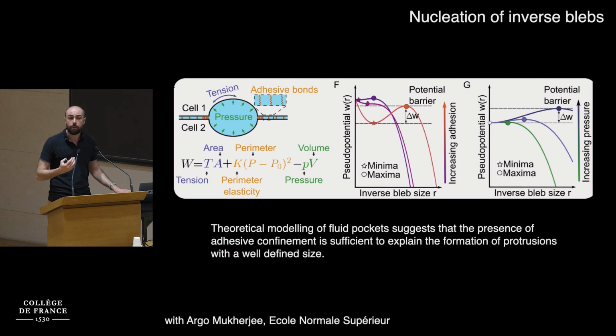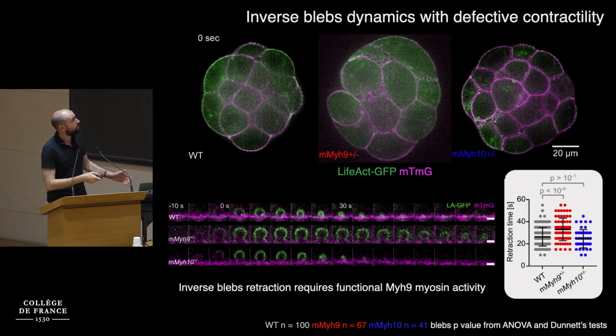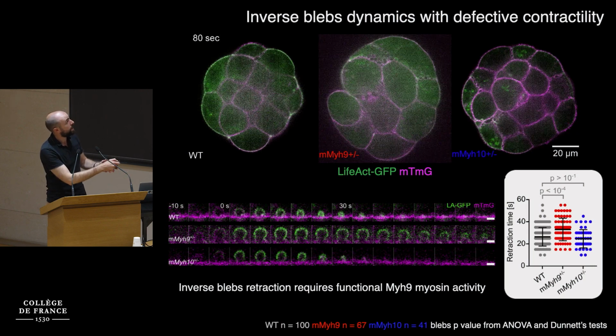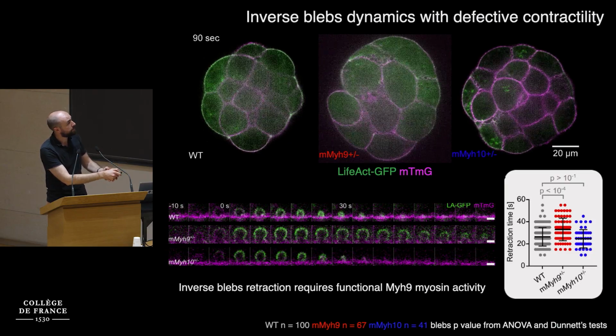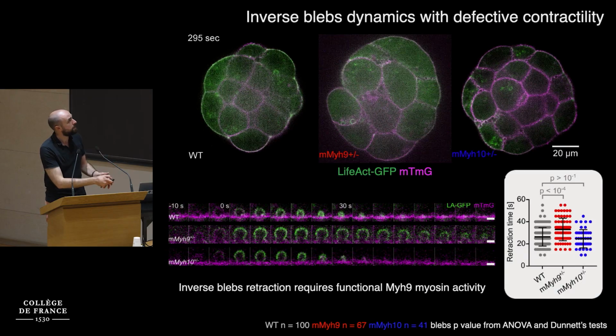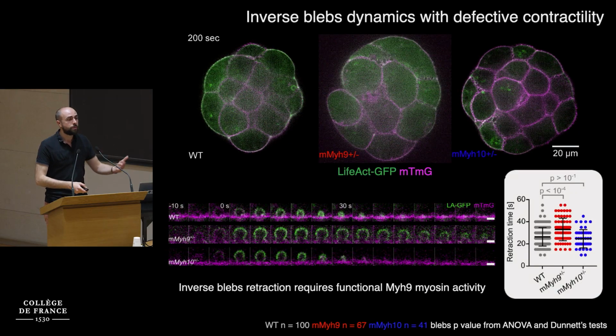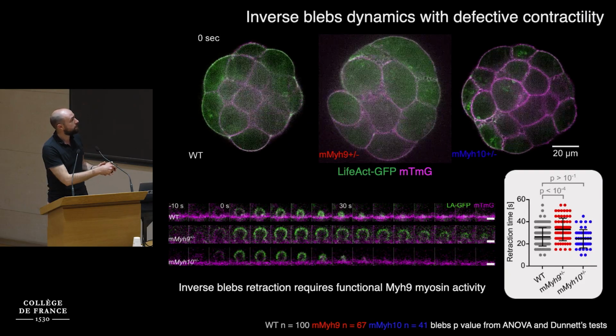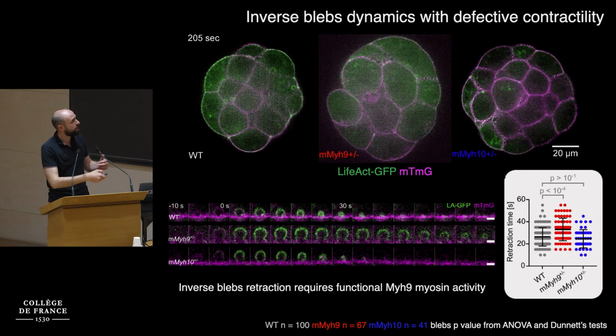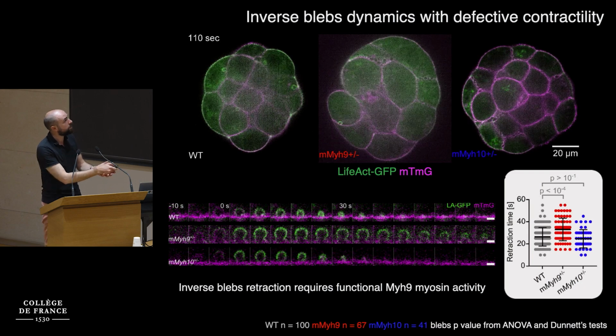Just like for regular blebs, blebs are retracted by actomyosin. And so if you look at actomyosin in this wild-type embryo, it is accumulated at the bleb, and then when it appears at the bleb, this spherical structure is retracted within 30-40 seconds. And we decided to knock out the different paralogs of the non-muscle myosin 2, and that is this one and this one, 2A and 2B, or 9 and 10, call them however you want.